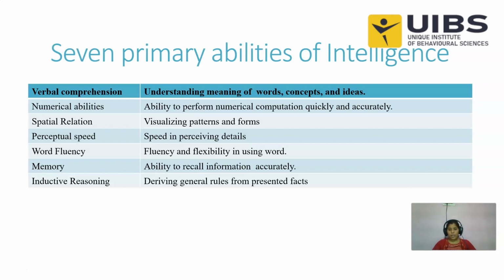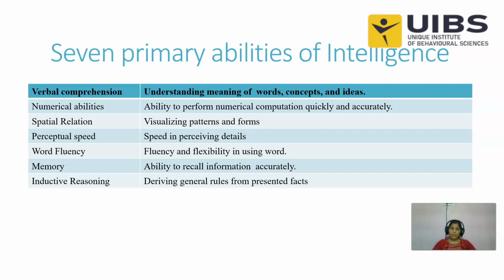Verbal comprehension means our ability to use words, concepts, and ideas. Numerical abilities means our ability to perform calculation accurately and quickly. Spatial relation means ability to perceive patterns and forms accurately. Perceptual speed means ability to perceive details in a situation or object very quickly. Word fluency, using words fluently and flexibly. Memory, ability to remember information accurately. And inductive reasoning means deriving general rules from the presented facts.